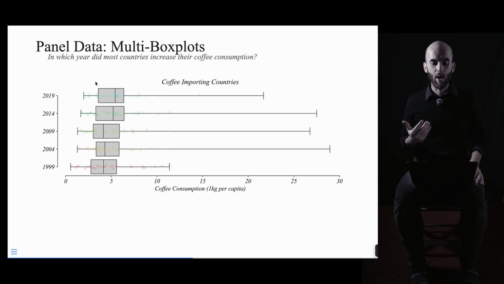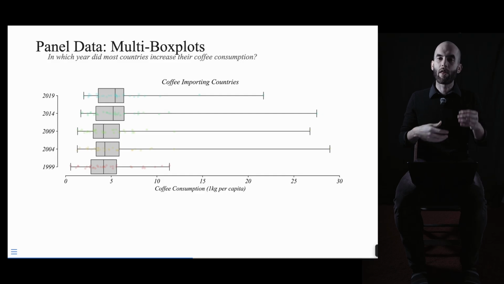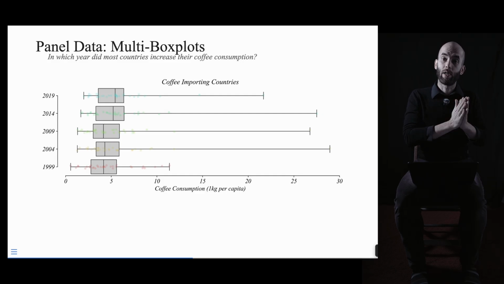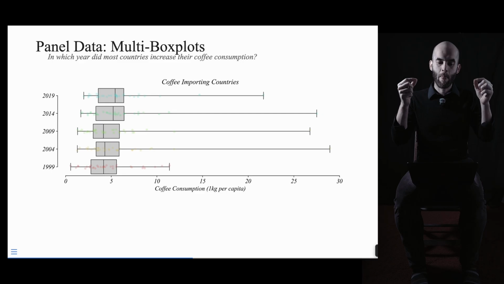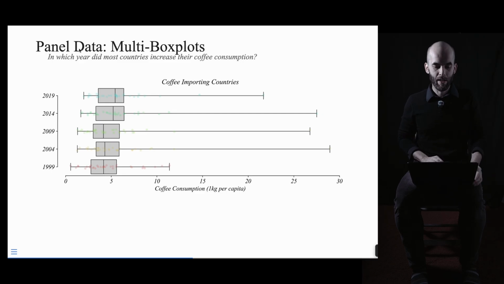But another kind of question we like to think about is how particular countries have changed. So we want to think about changes within a country through time. And that's not something we've done yet. All we've done is compare the distributions year to year. So this is a question we could ask: where did most countries increase their coffee consumption?